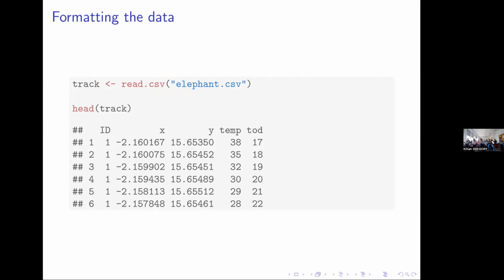This is common to all data for momentuHMM. You're going to need an ID column that identifies your individual. You have your coordinates. They can be called whatever you want, but we're calling them X and Y here. And then we have 2 covariates: temperature and time of day.